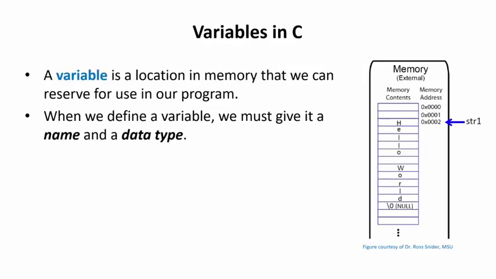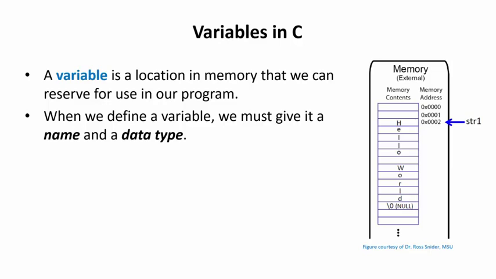Okay. So let's look at the word variable. You're going to hear this a lot too when you program in a language. A variable is a location in memory that we can reserve for our program. Okay, so when you have a program, you're going to have temporary storage. You're going to create variables to store information. You're going to be reading and writing to these locations in memory. But the term variable is what we use to describe that location in memory.